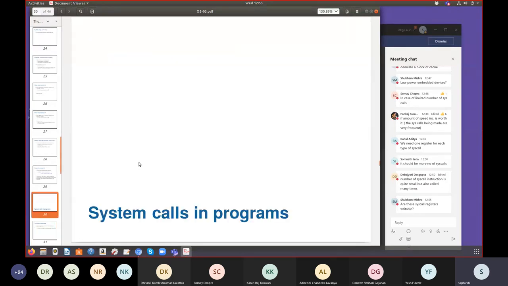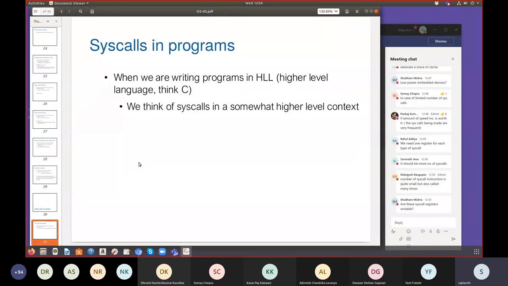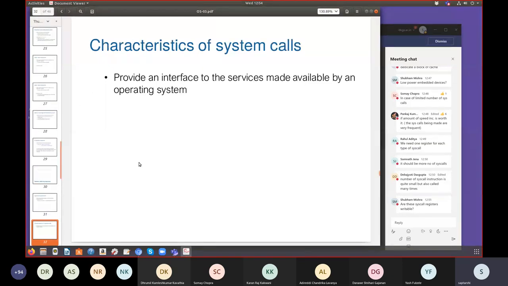Now, this was a bit lower level discussion as to how architectures handle syscalls. But when we write programs, what do we mean by syscalls? When we are writing programs in a high level language, typically say C, we usually look at syscalls in a somewhat higher level context. We do not want to keep track of which register to use and what number of syscall to call. If I want an input operation, what syscall should I exactly do, what should be the number? We don't want to remember all those things or burden ourselves with those. Therefore, the kernel or the operating system provides an interface to the services made available by these syscalls.